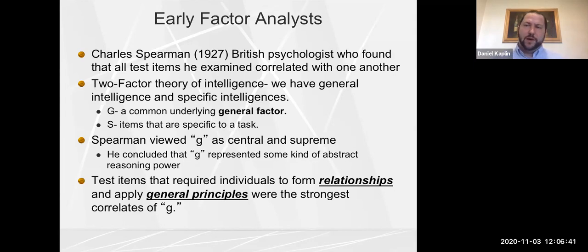Now, which one is linked to intelligence the most? The answer is G, right? So your general abilities or your general factor, that's useful in most situations. So that's going to be more predictive of intelligence than S, which was limited to specific tasks. So the G was considered central and supreme in terms of abstract reasoning.